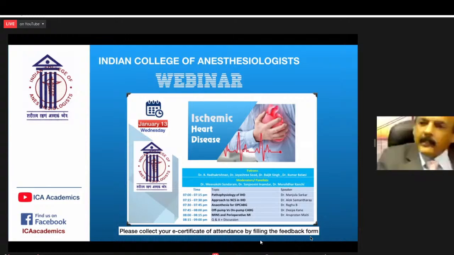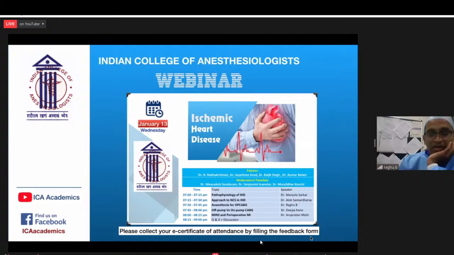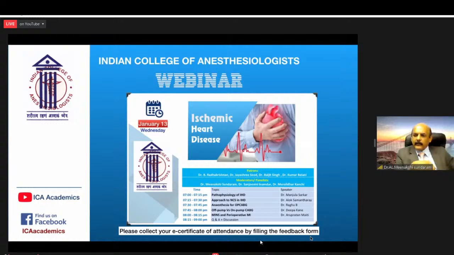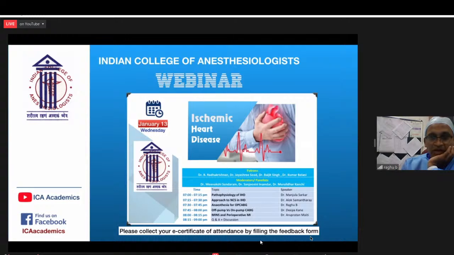So will you give any bridging therapy at that point of time? Yeah, subcutaneous heparin, 5,000 international units, 8th hourly we can give. So how will you plan that epidural catheter in relation to that heparin? We stop, we note the previous dosage before you put the catheter, and then you can start the heparin infusion later on, after 6 to 8 hours. Fine.